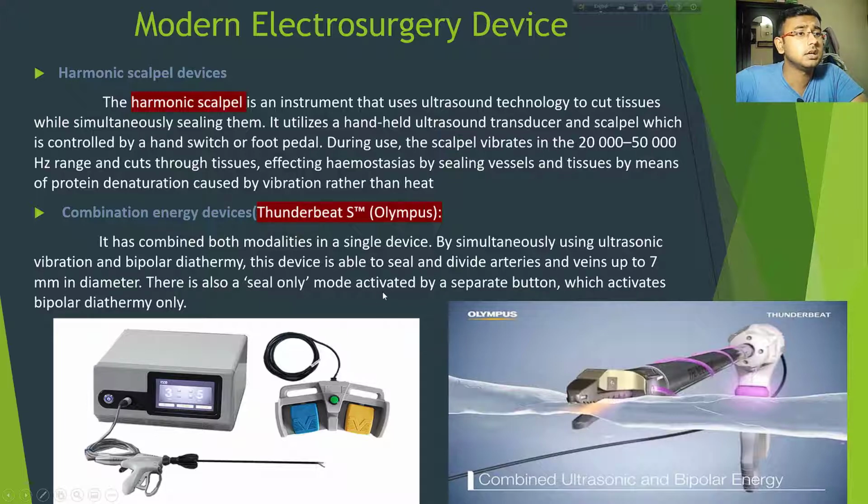There is also a seal-only mode. There may be other options you can activate, which activate bipolar diathermy only, so you can activate these functions simultaneously or one by one. The harmonic scalpel is also an instrument using ultrasound technology, cutting tissue while simultaneously sealing it. It is the same thing from two different companies: one is Ethicon, Johnson & Johnson, and the other is Olympus, the Thunderbeat.